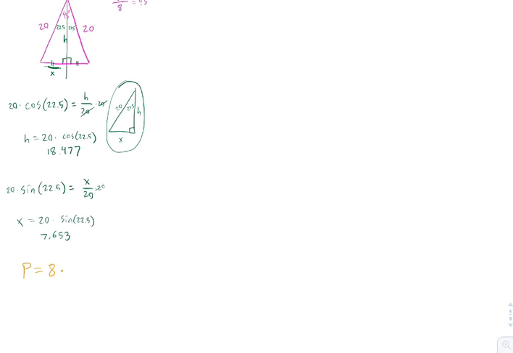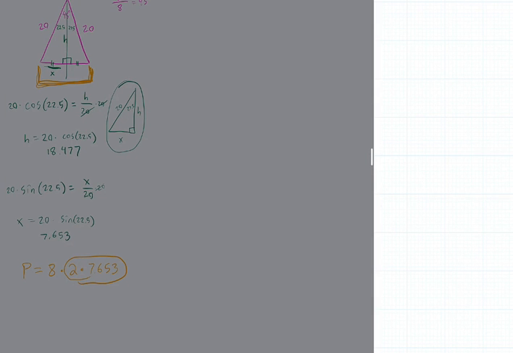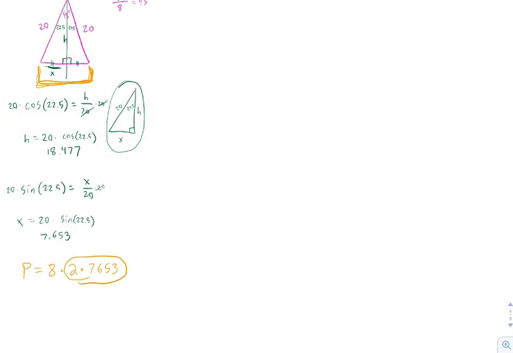So I'm going to say it's 8 times 2 times that x, which is 7.653, right? Because 2 times x would be this entire bottom length of a single side. And so 2 times x gives me around 15 being the length of a single side. And then times 8 is my total. So I'm going to say 8 times 2 times 7.653. So that's 122.448.